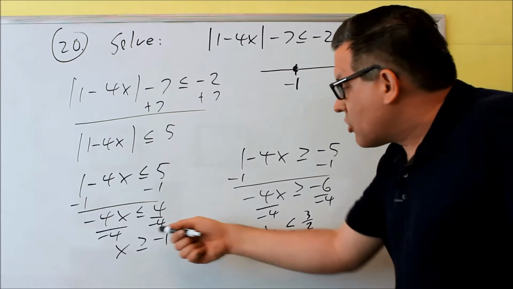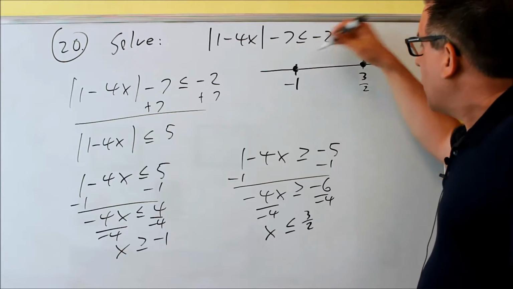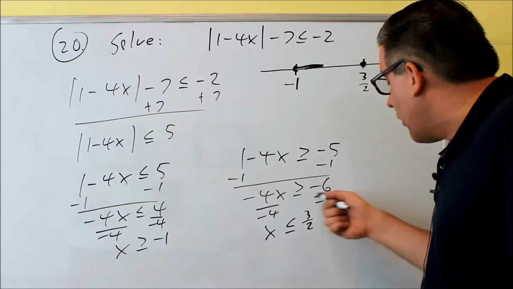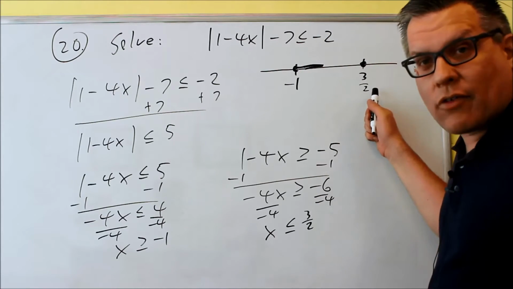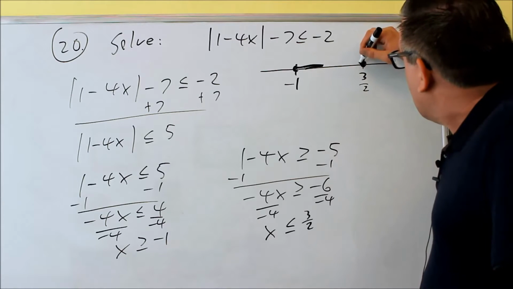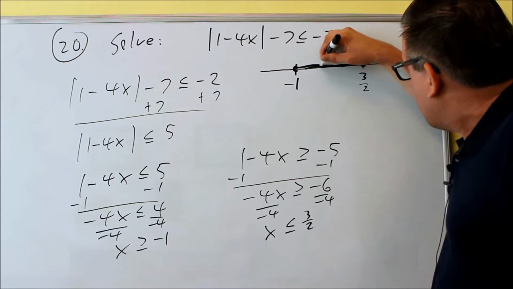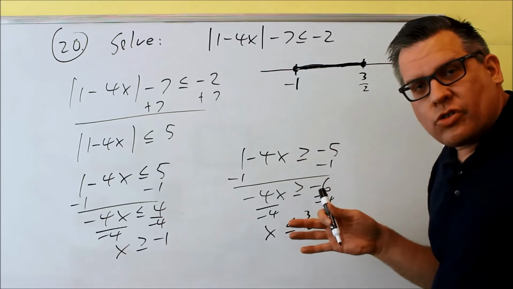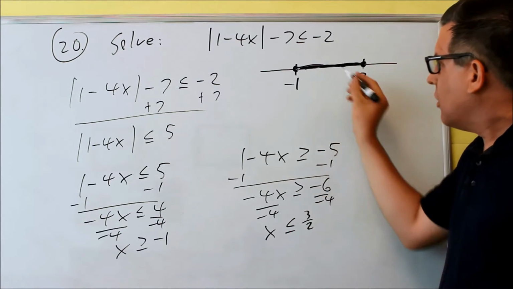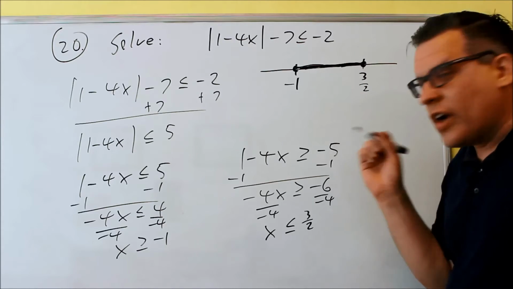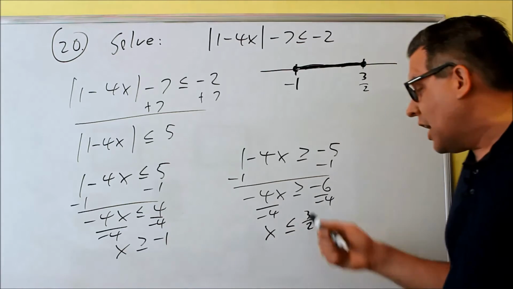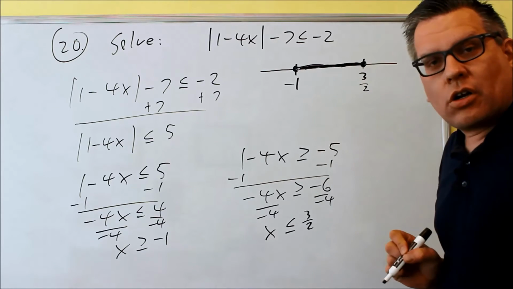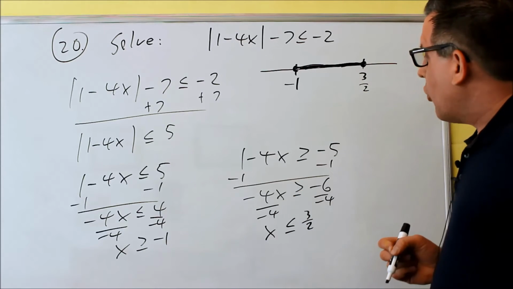Now I have x is greater than or equal to negative 1, so greater than means it's going to be going that way to the left. And then I have less than or equal to 3/2, which means it's going to be going this way. So my answer is going to be where both those intersect and come together. My answer is basically going to be wherever it is greater than negative 1 and less than 3/2 at the same time. And that would be this region here. That would be your number line answer.